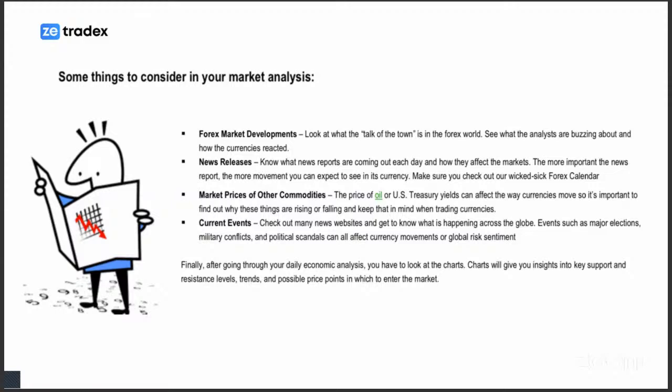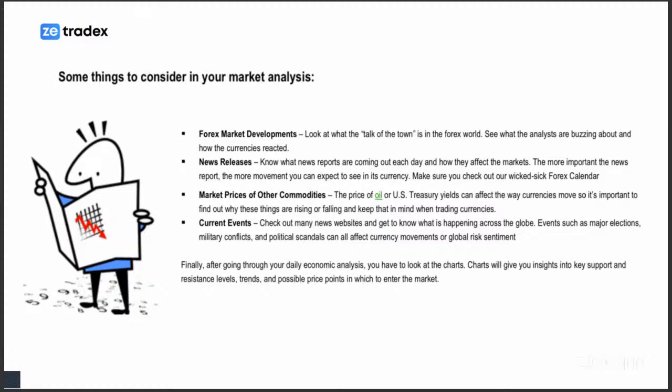You know what news reports are coming out each day and how they affect the markets. The more important the news report, the more movement you can expect to see in its currency. So make sure you check out your forex calendar.